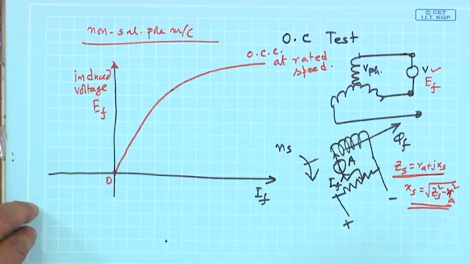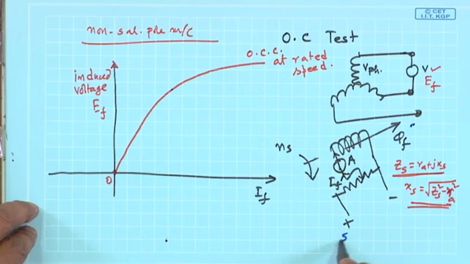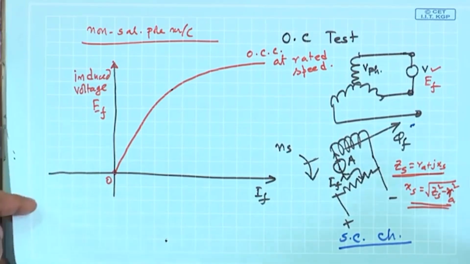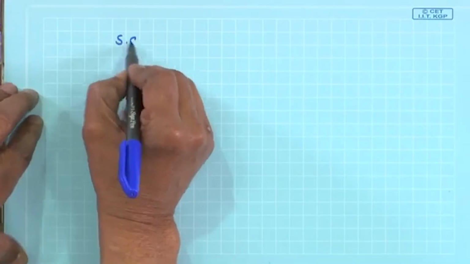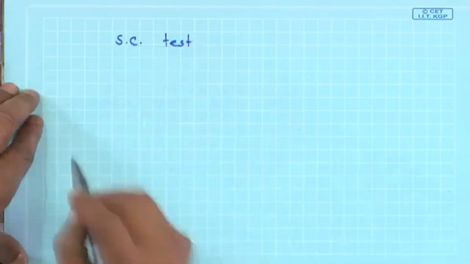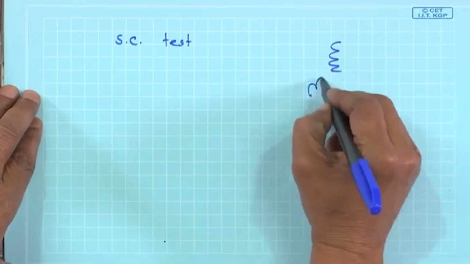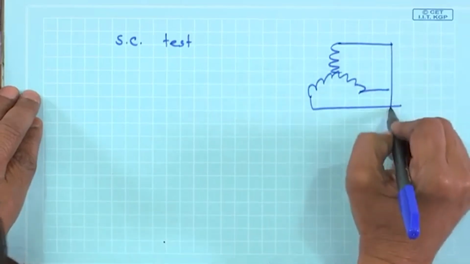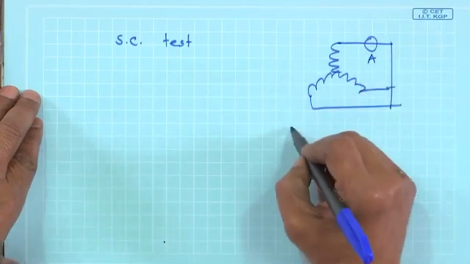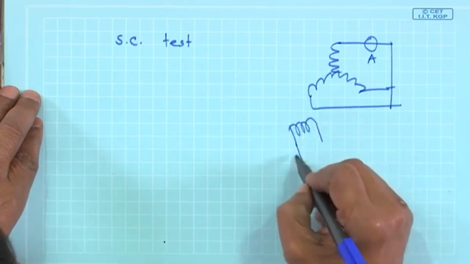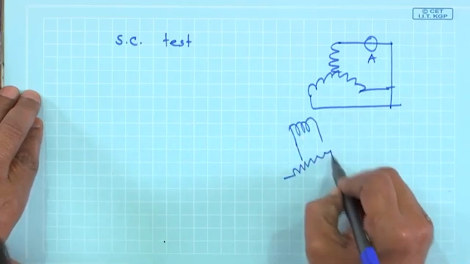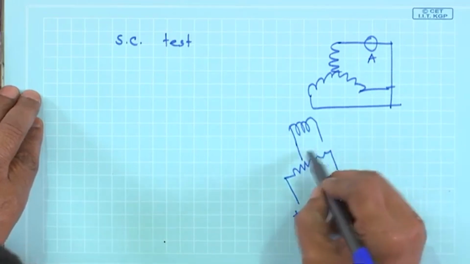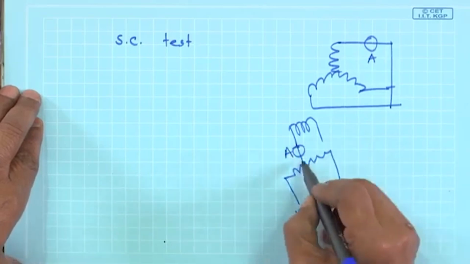Now, there is another characteristic called the short circuit characteristics. For that you have to do the short circuit test, a similar test. What do you do? You take the same machine and short these terminals, and connect an ammeter here. Here I will pass DC current by some potential divider connection, and connect an ammeter here.